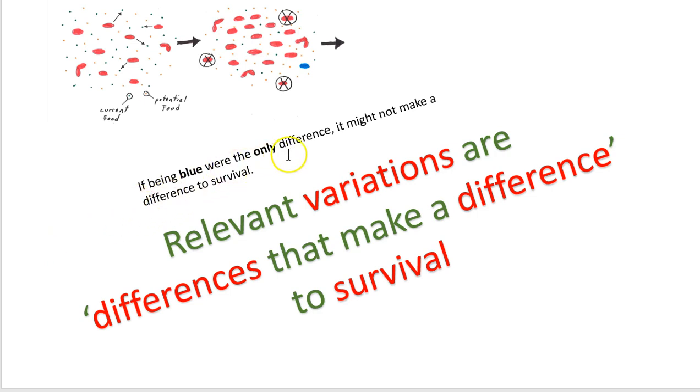So if being blue were the only difference, it might not make a difference to survival. We're more interested in the relevant variations. Variations is a term referring to differences. Relevant variations are differences that make a difference to survival.